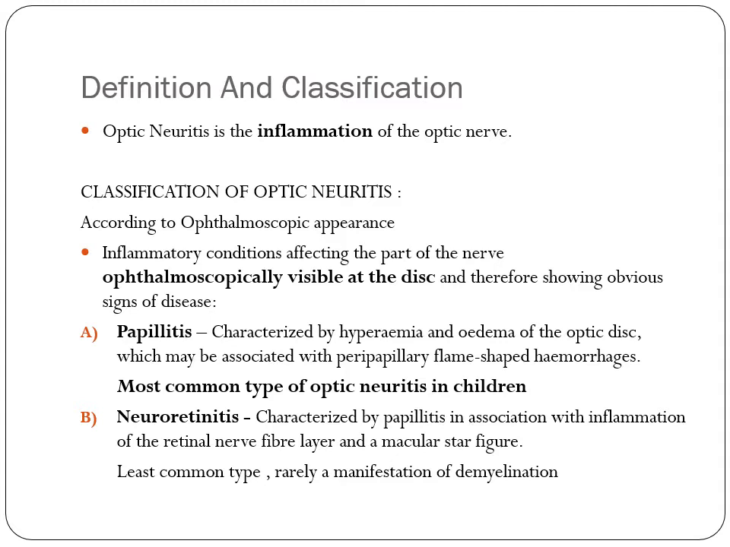So I will repeat this again. Fundoscopically, how the disc appears, based on that there is papillitis and neuroretinitis. In papillitis, there is hyperemia and edema of the optic disc, and there are peripapillary hemorrhages. This is the most common type, especially seen in children. The second variety is neuroretinitis, where the surrounding retinal nerve fiber layer is involved and the macula shows a star figure. This is the least common. So these are the fundoscopically visible optic neuritis, two types: papillitis and neuroretinitis.